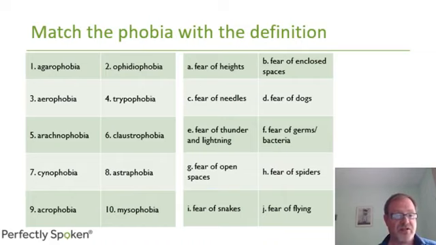Okay, so agoraphobia. From the list, we have fear of heights, fear of enclosed spaces, fear of needles, fear of dogs, fear of storms, thunder and lightning, fear of germs or bacteria, fear of open spaces, the outside, and so on, fear of spiders, fear of snakes, and fear of flying. So the first one, agoraphobia, is G, a fear of open spaces.